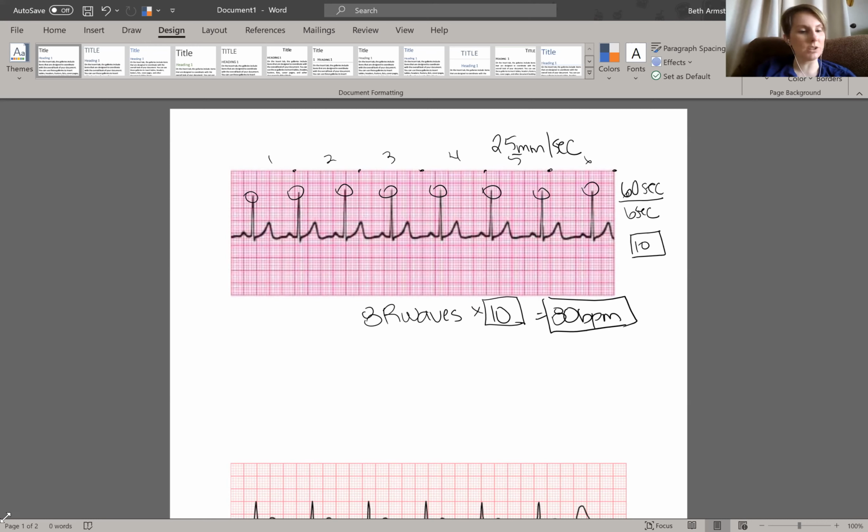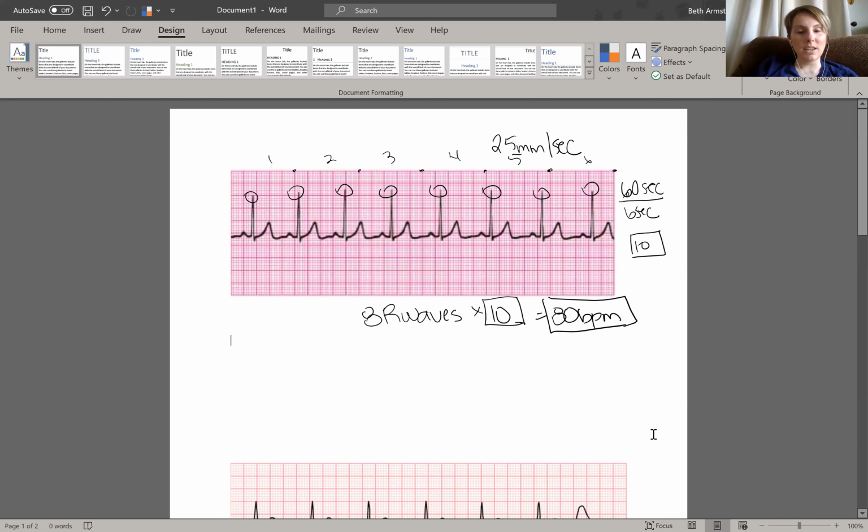So our multiplication factor was 10 here. 60 divided by 6 was 10. You just gotta remember each step, right? And then we got our R waves there, all of those. So 8 R waves times 10 equals 80.